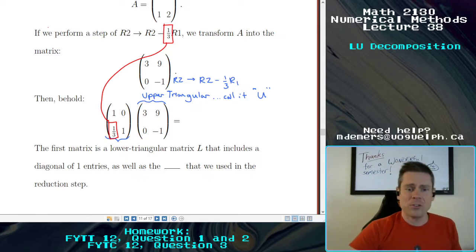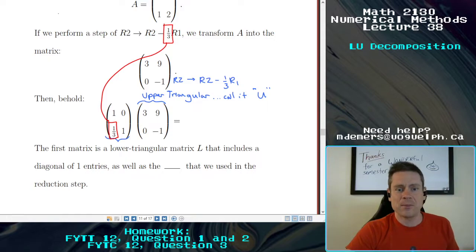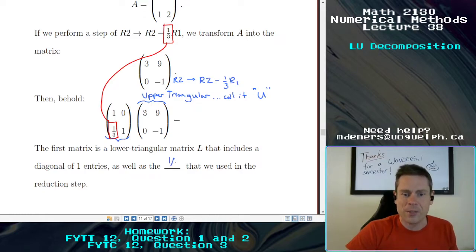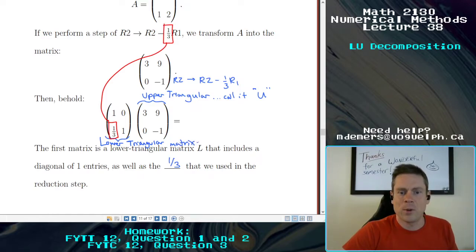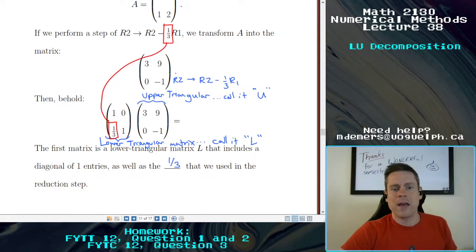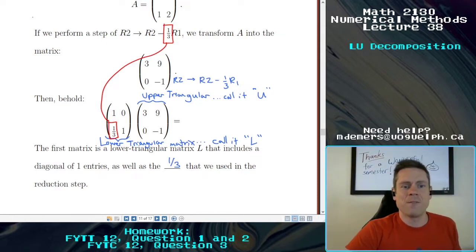So the first matrix is a lower triangular matrix L that includes a diagonal of 1 entries as well as the 1/3 we used in the reduction step. So this here is the lower triangular matrix, and we're going to call it L. Okay, and we're going to actually perform the step.